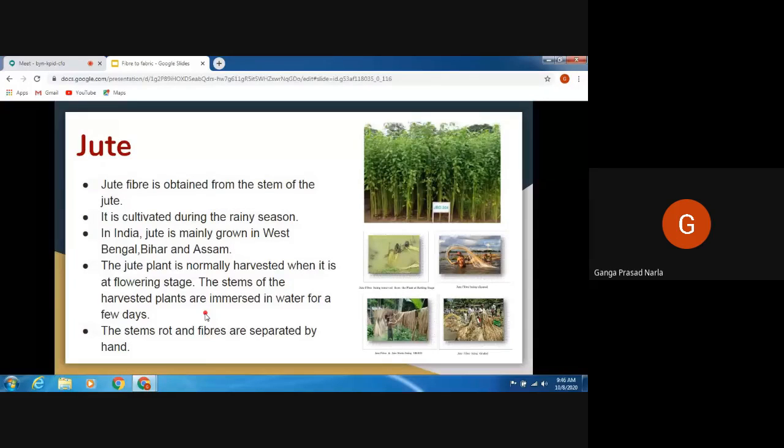Is it clear? See, once children zoom the pictures, you will understand. Try to zoom the pictures. Children, okay, yes sir. Just a minute, I will leave and join within a second. Yes, sir.